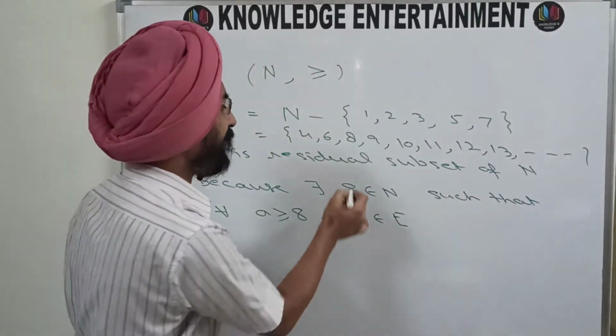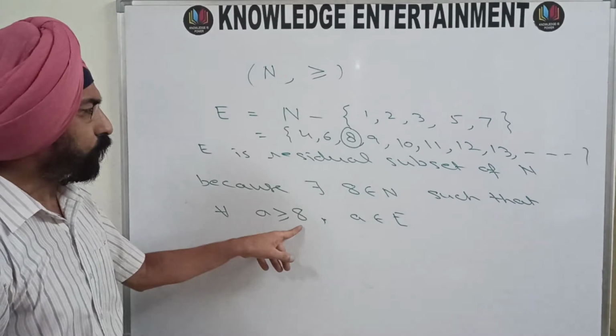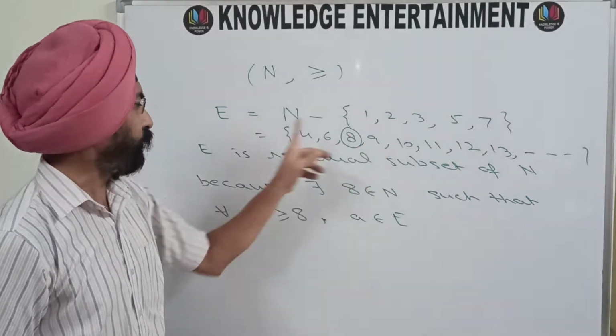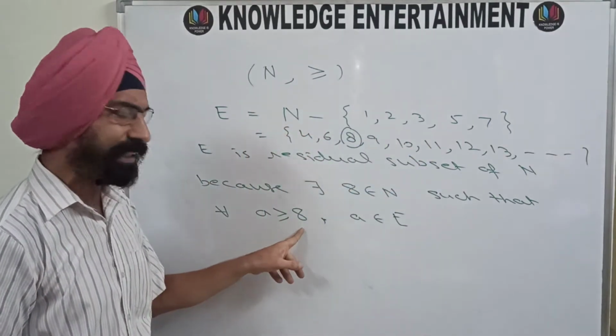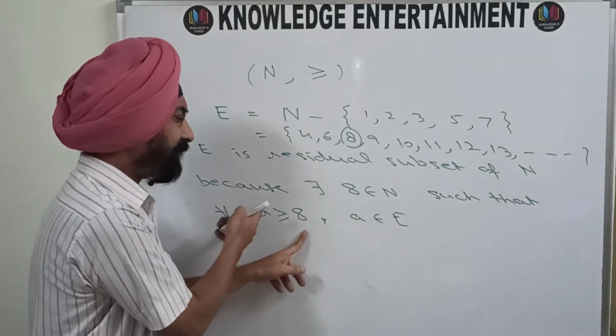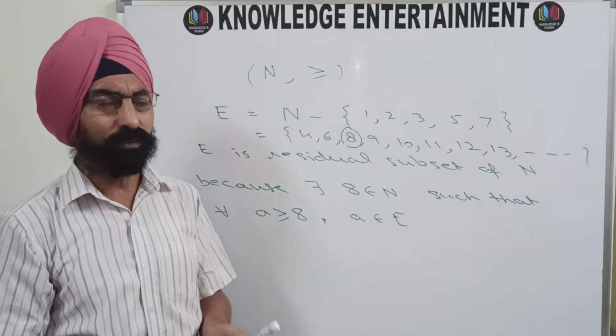So if you take this 8, then for every A greater than or equal to 8: 9 is greater than or equal to 8, so 9 belongs to E. 10 is greater than or equal to 8, so 10 belongs to E. 11 is greater than or equal to 8, so 11 belongs to E. So there is a stage 8 such that after 8, every element belongs to E. So that means E is a residual subset of N.